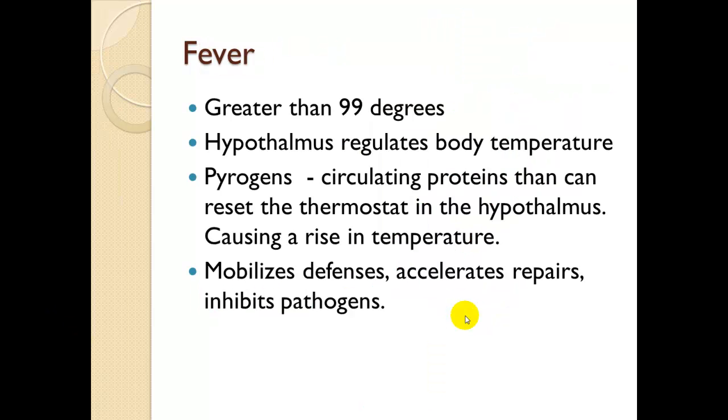Fever, greater than 99 degrees. The hypothalamus regulates body temperature. We learned this in the endocrine chapter, and we have something called pyrogens, which are circulating proteins that can reset the thermostat in the hypothalamus, and this can cause a rise in temperature. But the temperature itself, or the fever, mobilizes defenses, accelerates repairs, and inhibits pathogen development. Because, like I said, pathogens only want to live at a certain temperature. If we have pathogens setting up shop in our body and pyrogens are released, that temperature spike may create an environment where they cannot reproduce or replicate.